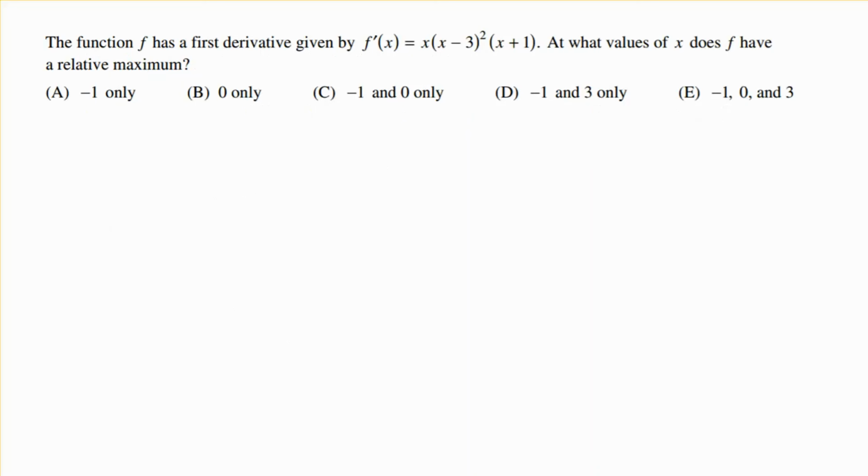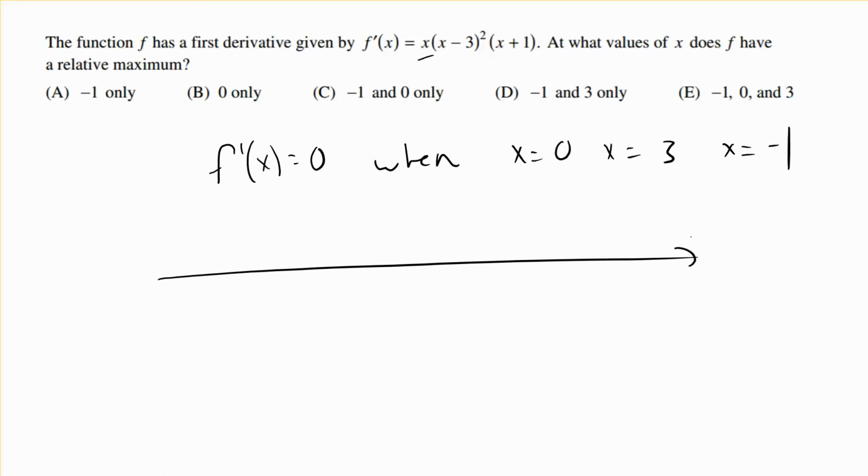Well, let's find another one. The function f has a first derivative of f prime of x equals x times x minus 3 squared times x plus 1. At what values of x does f have a relative maximum? All right, so they already gave us the derivative in factored form. So f prime of x is equal to 0 when x equals 0, x equals 3, and x equals negative 1.